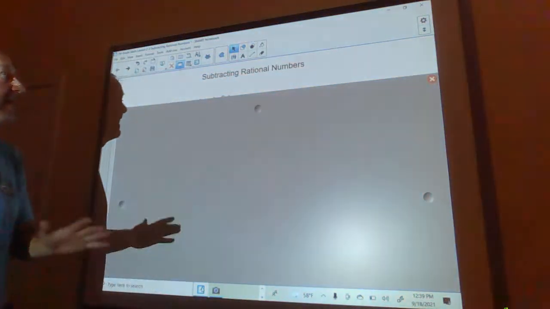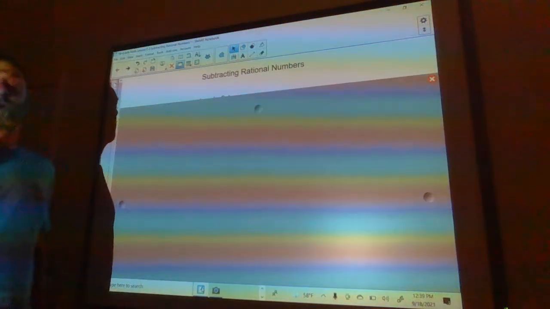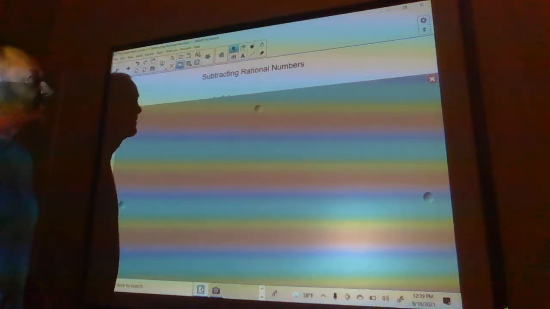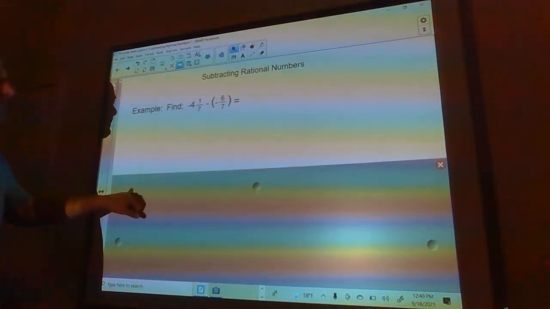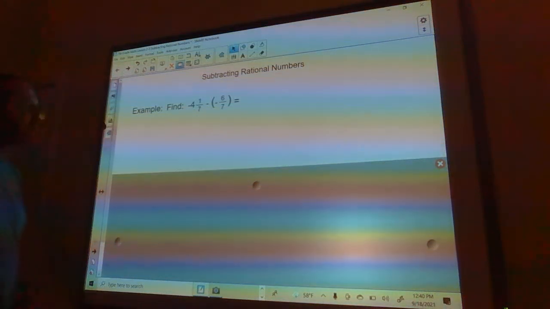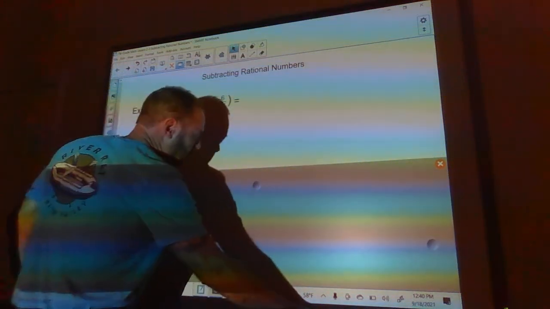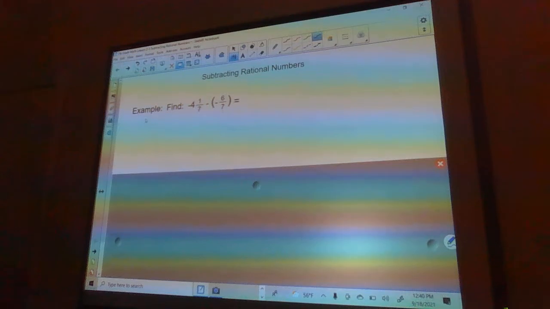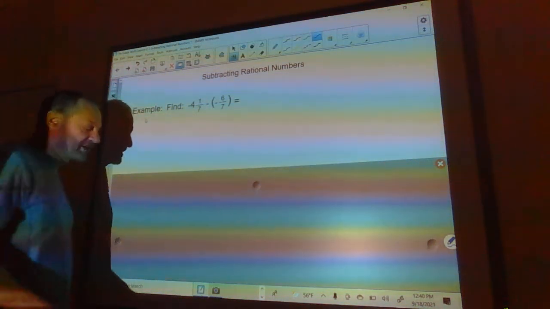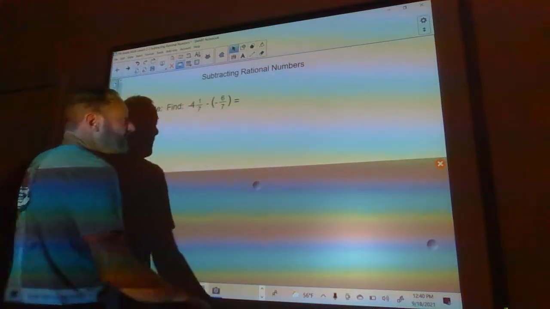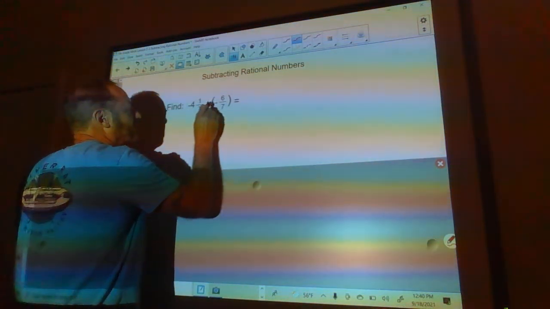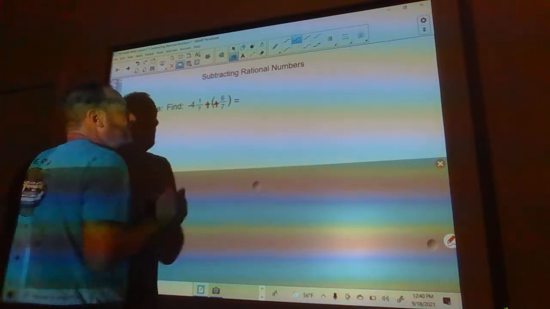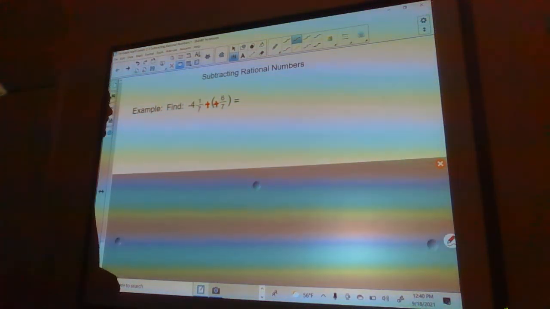Hey everybody, today we're going to subtract rational numbers. Here are some rational numbers. They might be fractions. So we would have something like negative 4 and 1/7 minus negative 6/7. The first thing we're going to do before anything else is notice that I've got a negative and a negative together. That's going to be plus a positive. So we'll simplify that a little bit that way.